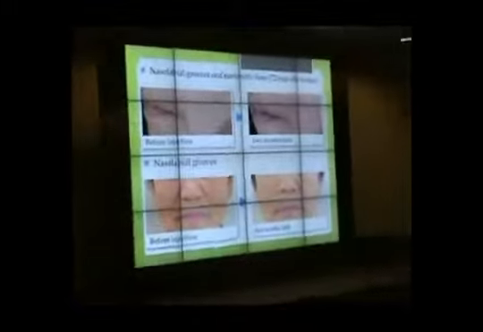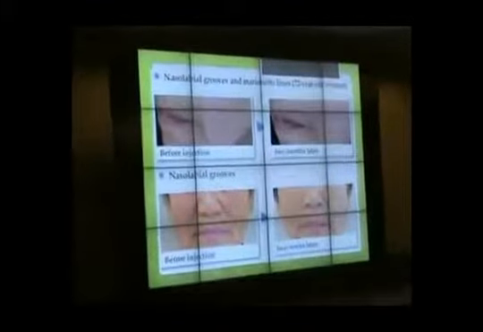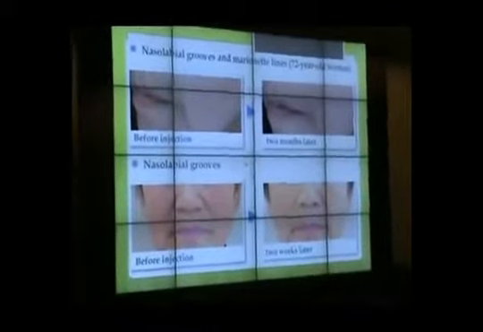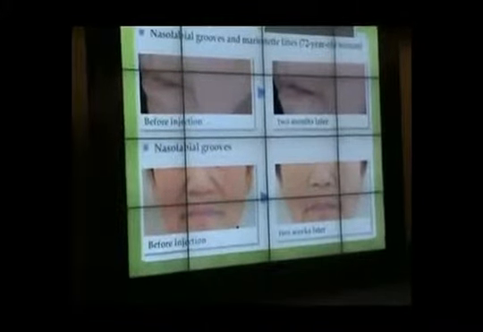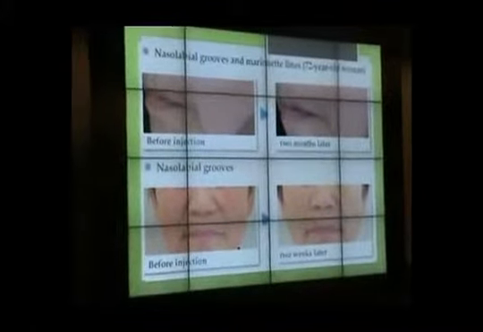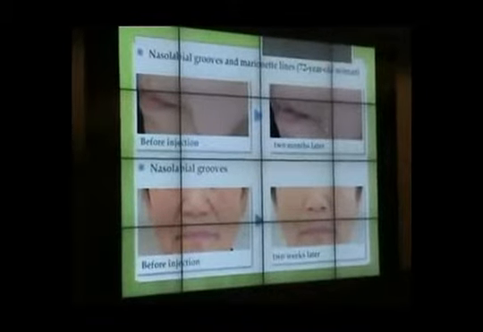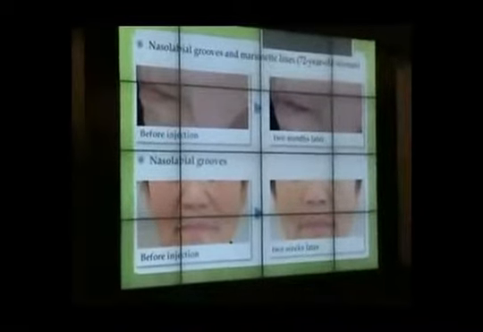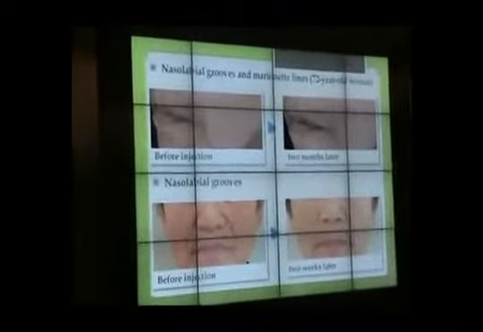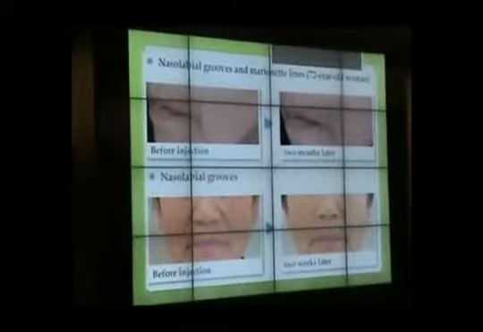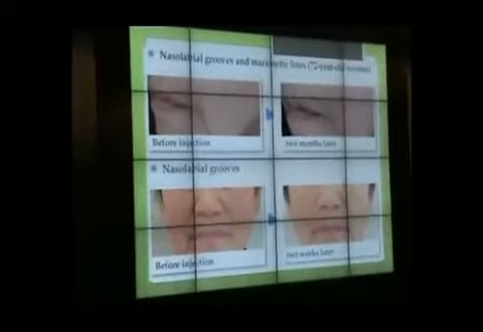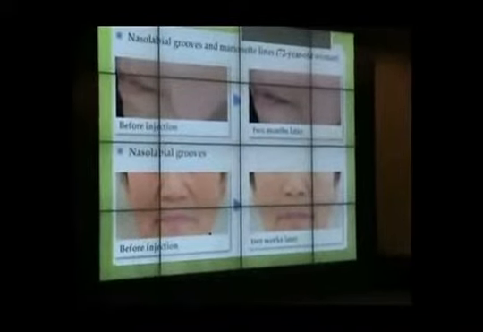You can take a look here at the nasolabial grooves and the marionette lines in a 72-year-old lady. The picture on your left shows just before the injection, and the one on the right just 2 months later, with marked improvement. In the nasolabial groove, you can see just before injection with marked lines, and 2 weeks later it's almost like a filler, as if you were using hyaluronic acid or any other calcium hydroxylapatite type filler.